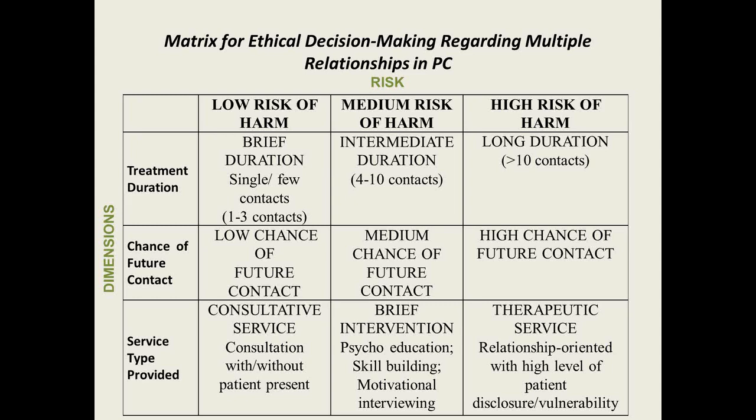And so we arbitrarily assigned these values, the contact numbers, to our chart. It's flexible. So if our numbers of 1 to 3 for low risk, 4 to 10 for medium, and more than 10 for high don't fit for your practice, then that's something that you can consider changing. I think we have a question.